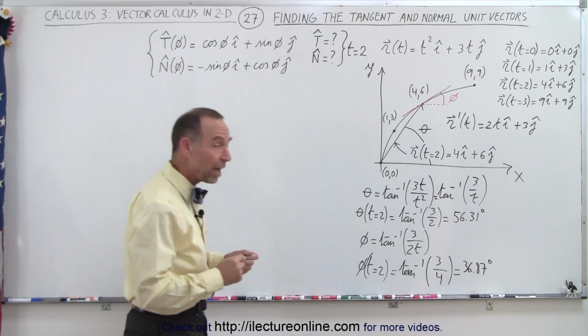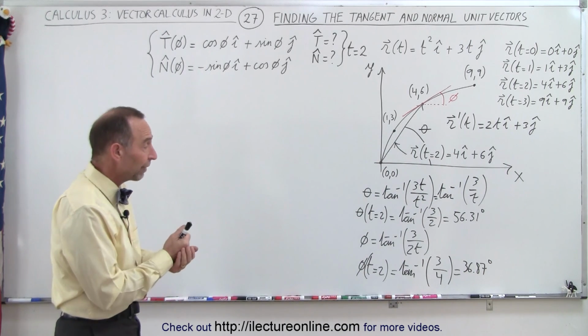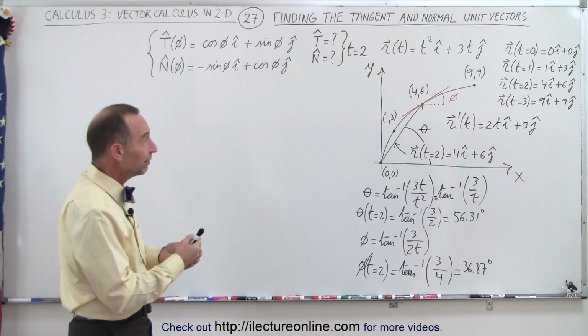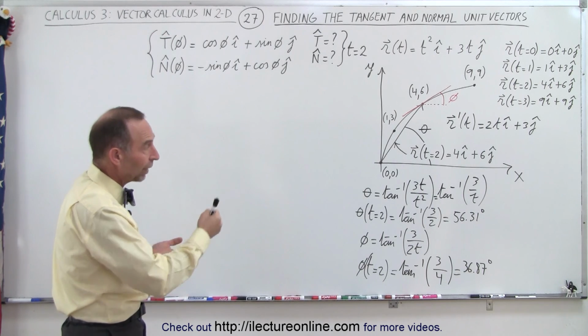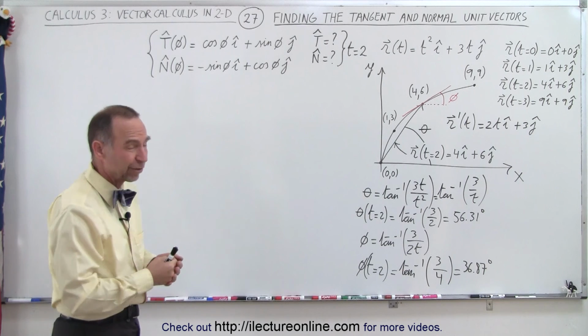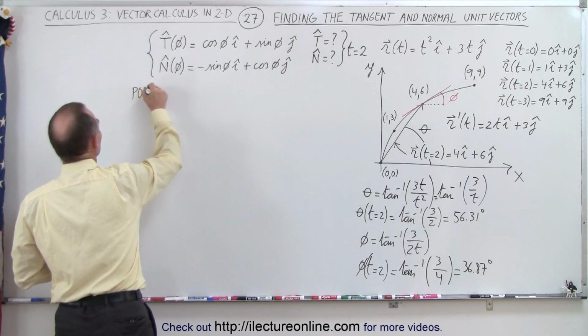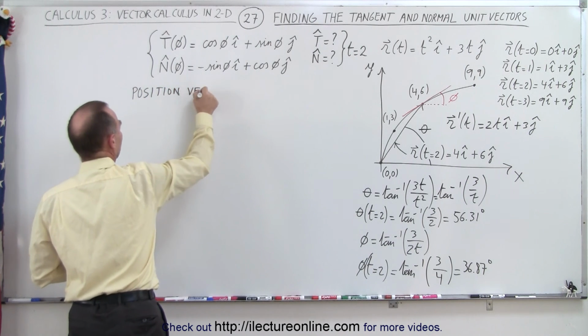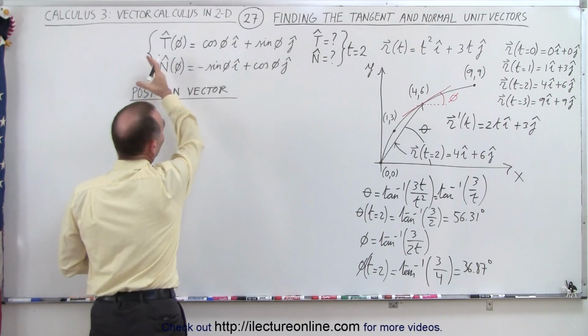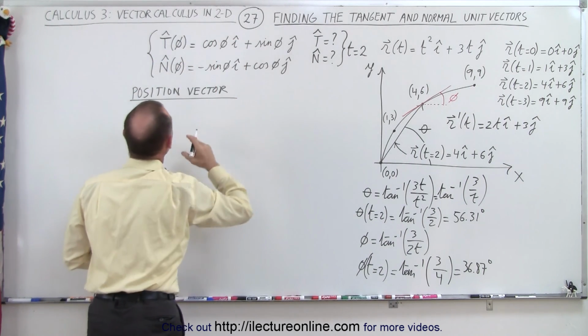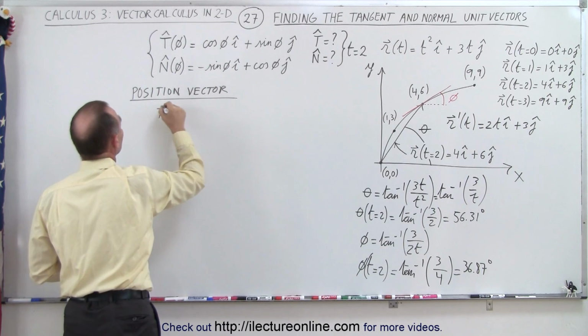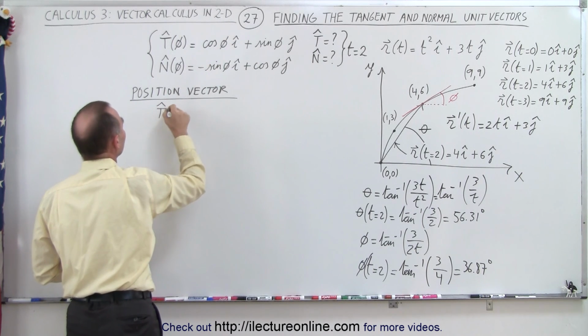All right. So now when we find the unit tangent and normal vectors, we can do it relative to the curve or relative to the position vector. Let's start with the position vector and see what we get. So doing it relative to the position vector, we use the very same equations, just different angles. So in this case, it's going to be the unit tangent vector.